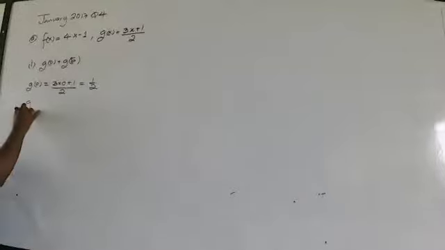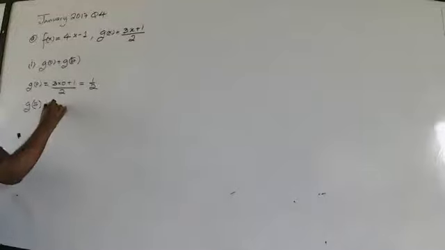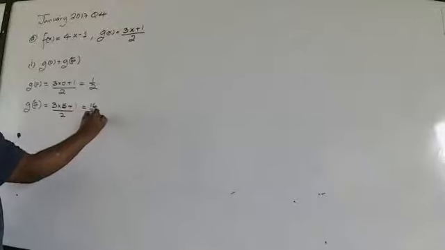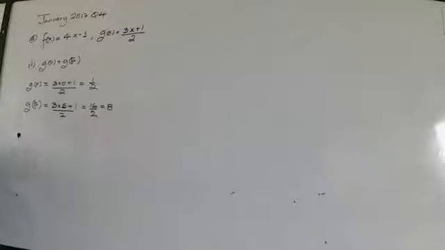Now, g of 5. In g, wherever I see x, I'm going to take out x and put 5. So this is (3 times 5 plus 1) over 2. This is 16 over 2, which is 8. Do you agree? Yes, sir. Fine, because 3 5s are what? 15. 15 plus 1, 16 over 2 is 8.